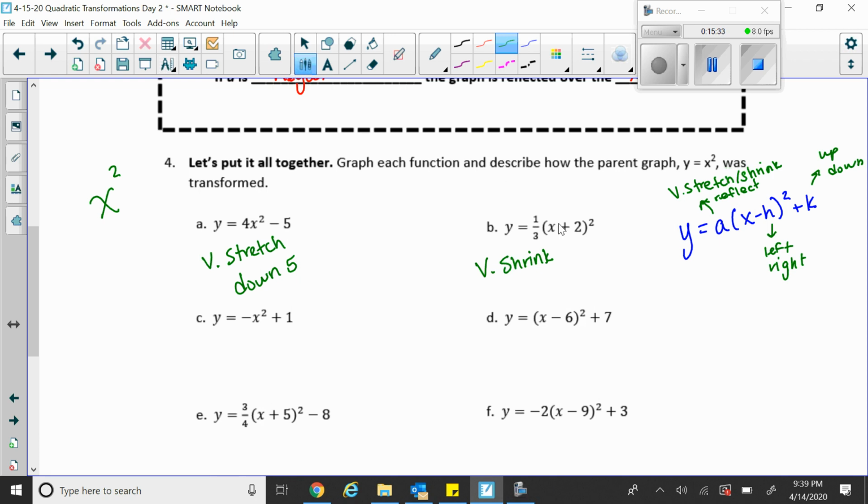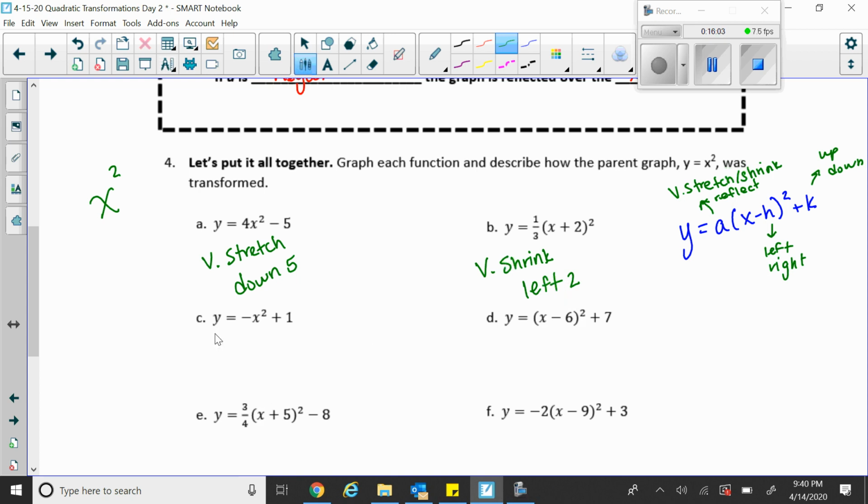Okay, now the next one, the +2. Well, that's inside the parentheses, so if you look over here, inside the parentheses is H. So that 2 moves it left and right. So remember, I told you H tricks you. So if it's +2, remember that really moves it left 2. So the 1/3 vertically shrinks it, and then the +2 inside the parentheses moves it left 2.